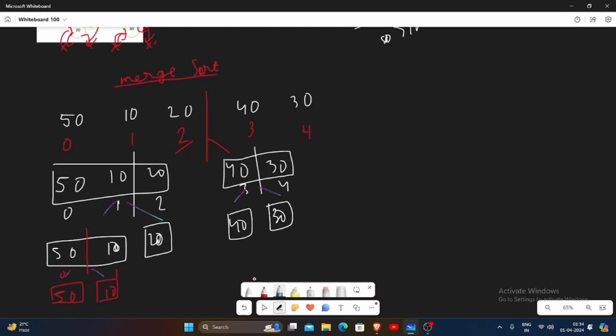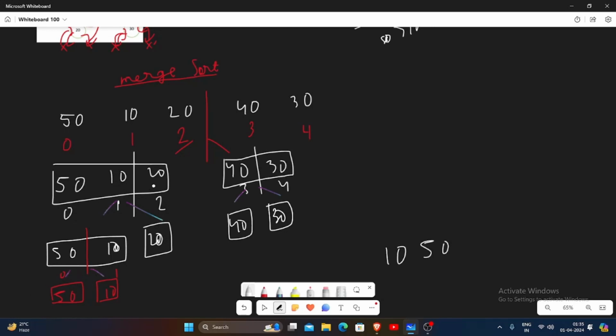अब इसको डिवाइड क्यों नहीं कर रहे? क्योंकि अगर एक एलिमेंट है तो वो अपने आप में सॉर्टेड होता है, तो वाई शुड बी डिवाइडेड. ठीक है. अब क्या करते हैं हम रिकर्सिवली इसको बिल्ड करते हैं. देखो 50 और 10 है, तो 50 और 10 को क्या होना चाहिए? 50 और 10 को होना चाहिए 10 और 50, है ना. अब मैं इनको मर्ज करूंगा.